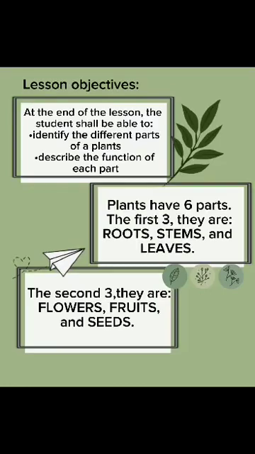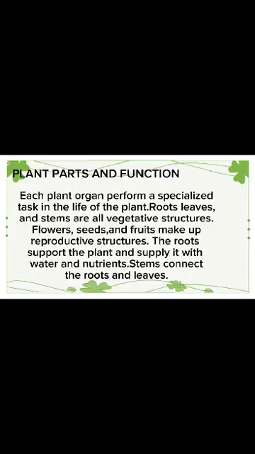So plants have 6 parts. The first 3 help plants get water, make food, and grow. They are roots, stems, and leaves. And the second 3 help plants grow new plants. They are flowers, fruits, and seeds. So let's proceed to the plant's parts and functions.